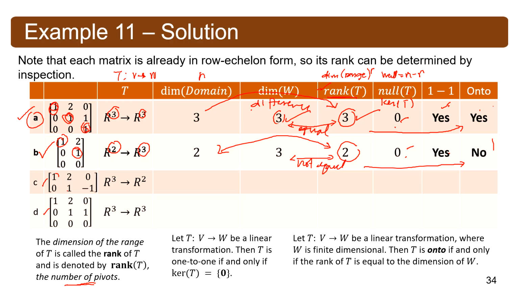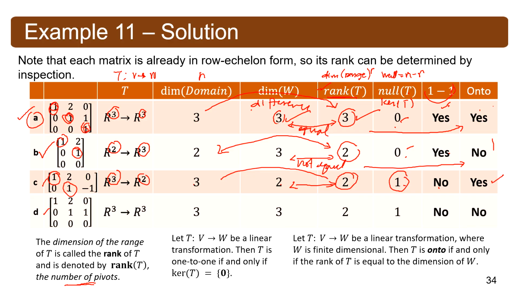Next we have, again, from R3 to R2, 3, 2. And how many pivots do we have? 1, 2. So our rank, or the dimension of the range, is 2. When we get the difference of these two, that gives us 1. So it's not equal to 0, so it's not 1-to-1. But these two are equal. The dimension of W is the same as the rank of T. So it is onto.